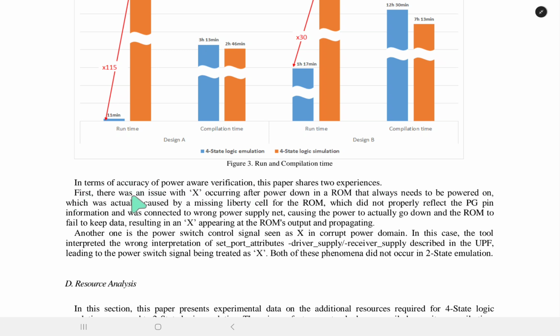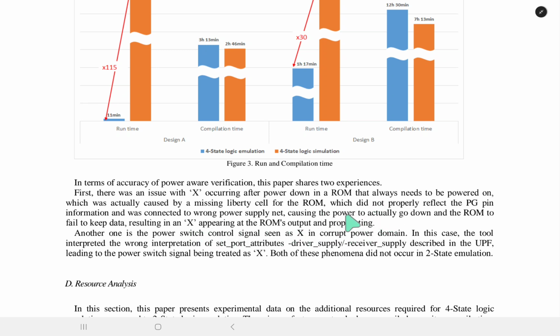First, there was an issue with an X occurring after power down in a ROM that always needs to be powered on, which was actually caused by a missing Liberty cell for the ROM, which did not properly reflect PG pin information and was connected to the wrong power supply net, causing the power to actually go down and the ROM to fail to keep data, resulting in an X appearing at the ROM's output and propagating.